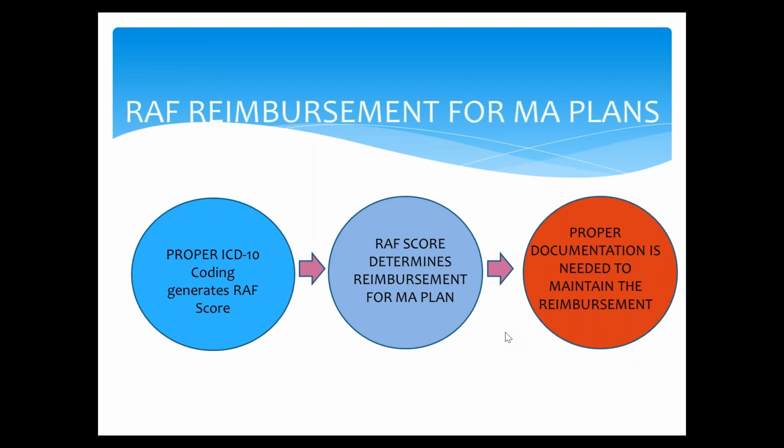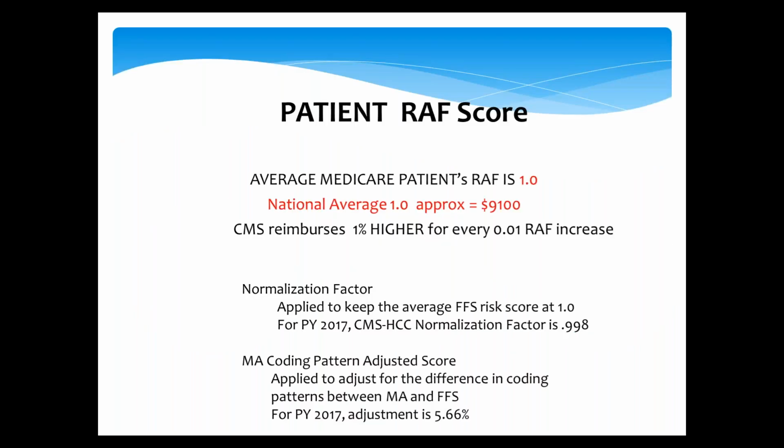So this is why it's critical for these MA plans that proper ICD-10 coding is done, because the RAF score determines their reimbursement, and without proper documentation, they need that to be able to continue this reimbursement, and we'll talk about documentation here. So RAF scores, each year they try to make the average RAF score 1. This is approximately $9,100. CMS reimburses 1% higher for every 0.01 RAF increase.